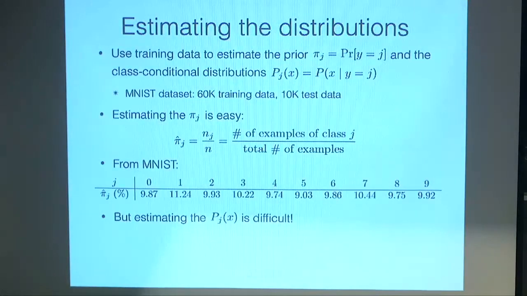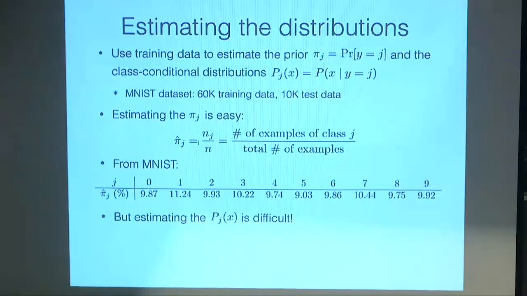For our purpose, we will use our training data to estimate these distributions. Remember that we are working with the MNIST dataset. In this dataset, we have 60,000 training examples. Every example consists of a pair of an image and a true label, and we have 10,000 test images. So we can use the 60,000 examples to learn our distributions. How do we do that?